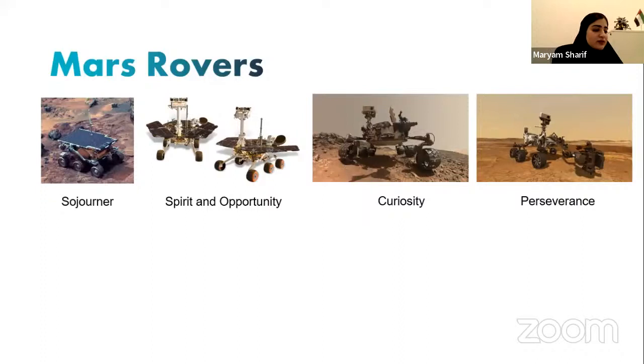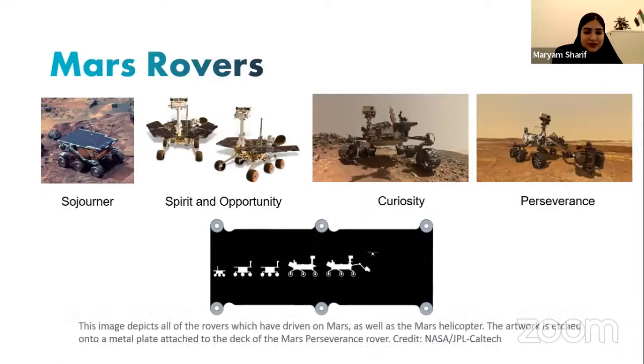Now here we have a special image. This image shows all of the rovers which have driven on Mars by NASA, as well as the Mars helicopter, the Ingenuity. This artwork was etched on a metal plate, and it is placed on the back of the Mars Perseverance rover.